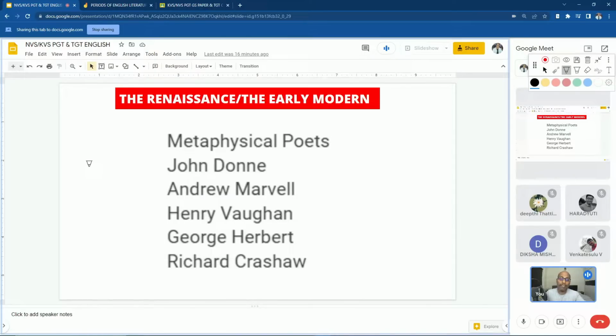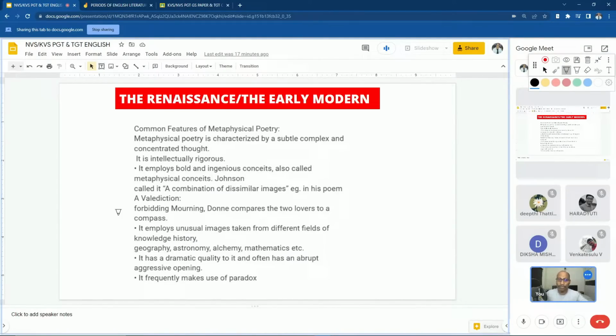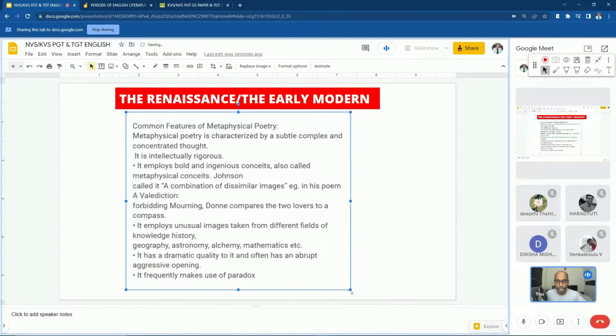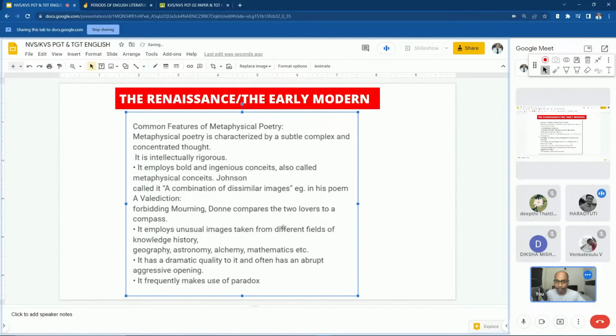Then we have the metaphysical poets in the Jacobean age. They were John Donne, Andrew Marvell, Henry Vaughan, George Herbert and Richard Crashaw. So these are the metaphysical poets. We'll discuss what metaphysical poetry is and what type of poetry these poets used to write in those days. Now let us go with the common features of metaphysical poetry. Am I clearly audible, Ghoshji? Hi, yes sir, clearly audible sir.